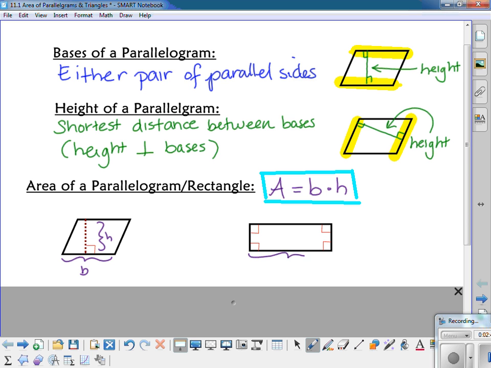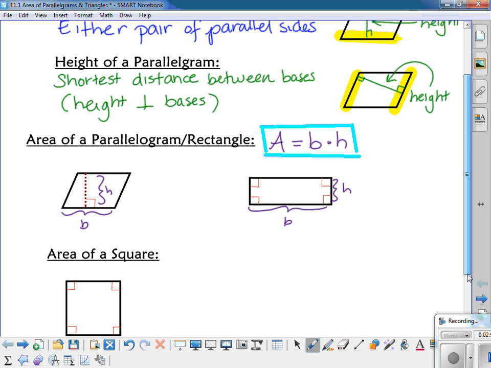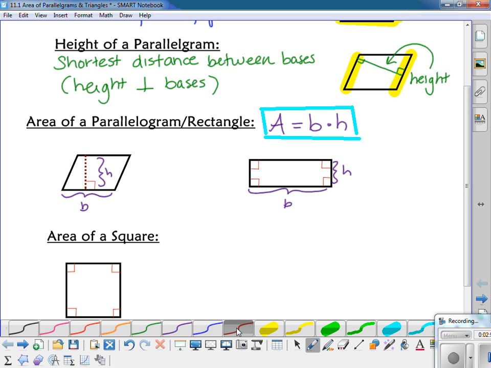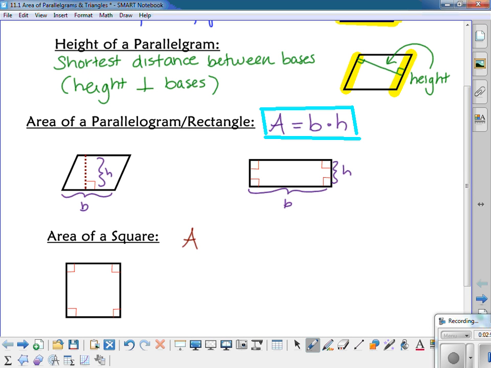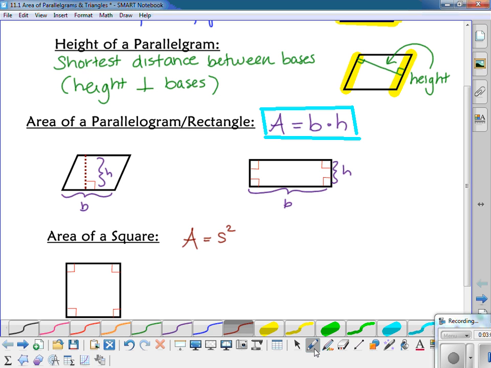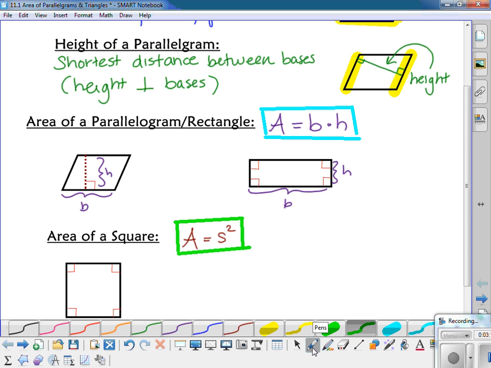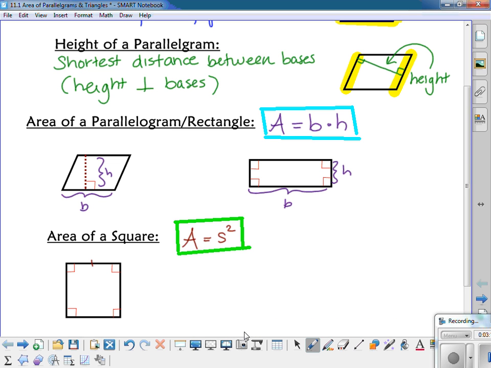And for a rectangle, it's pretty straightforward. Base and height are pretty much the same as your length and your width. If I have a square, it's also the base times the height, but since all the sides are congruent on a square, I can also just say that the area is the side squared. And that's actually where that expression comes from. So the side times the side, because all of them are congruent to each other.